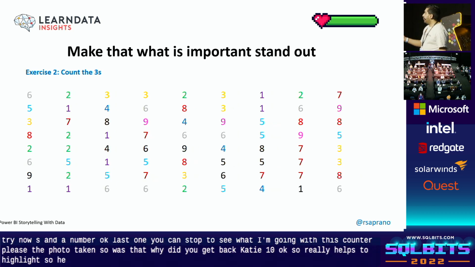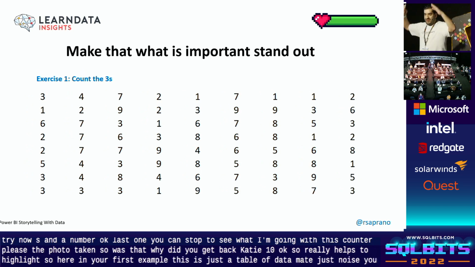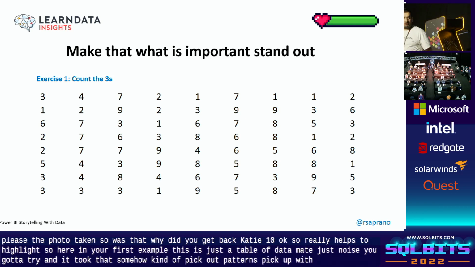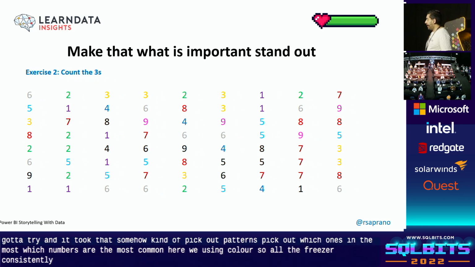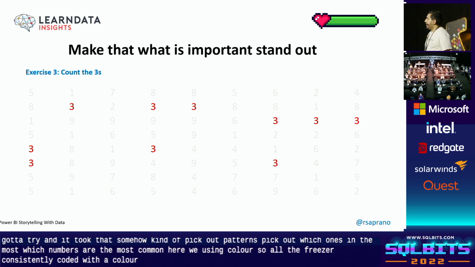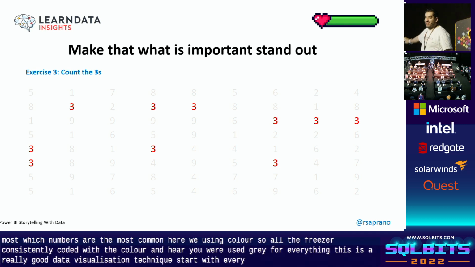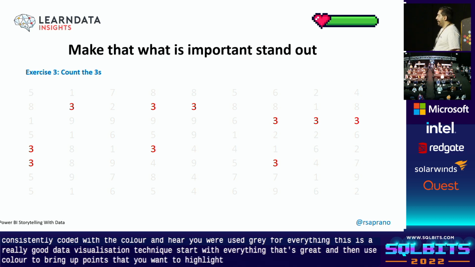So here, in your first example, this is just a table of data. It's just noise. You've got to try and interpret that somehow, or pick out patterns, pick out which numbers are the most common. Here, we're using color, so all the threes are consistently coded with a color. And here, you've used gray for everything. And actually, this is a really good data visualization technique. Start with everything as gray, and then use color to bring out the points that you want to highlight. And you can see why that makes it so much more obvious.